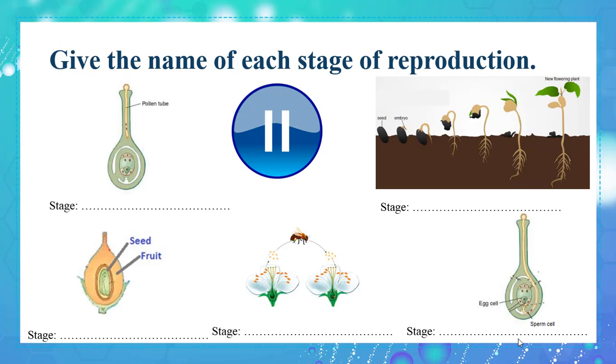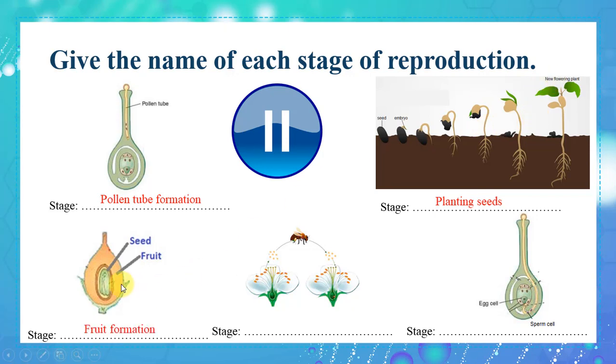Now let's pause the video to give the name of each stage of reproduction in plants. This stage is pollen tube formation. As we can see, the pollen tube is formed. This stage is planting seeds. We can see the embryo of the seed is producing the new flowering plant.